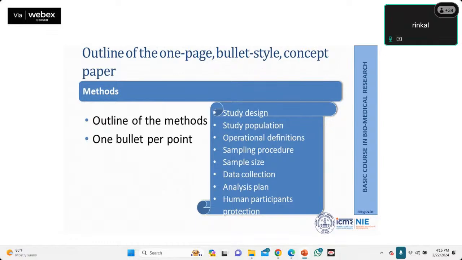And what are the ethical issues in your protocol and how you have planned to address them. So basically, how you are planning to protect the participants of your study. That has to be specified in brief. Okay, 3, 4, 5 sentences. So that is your method.